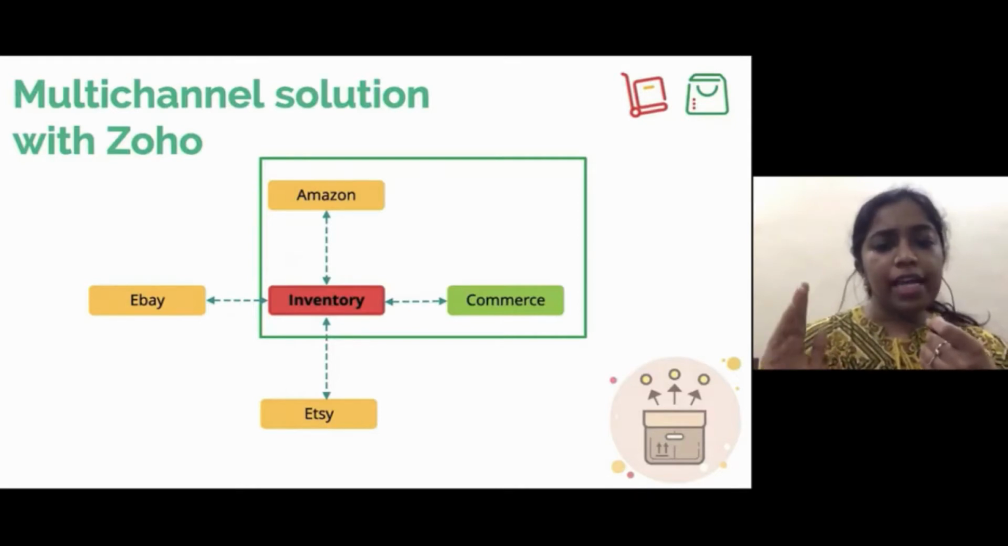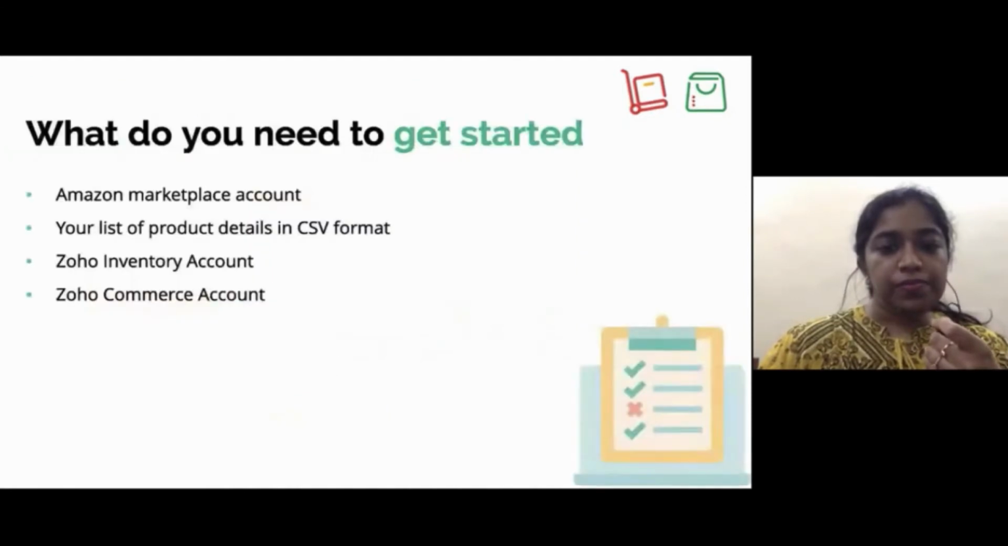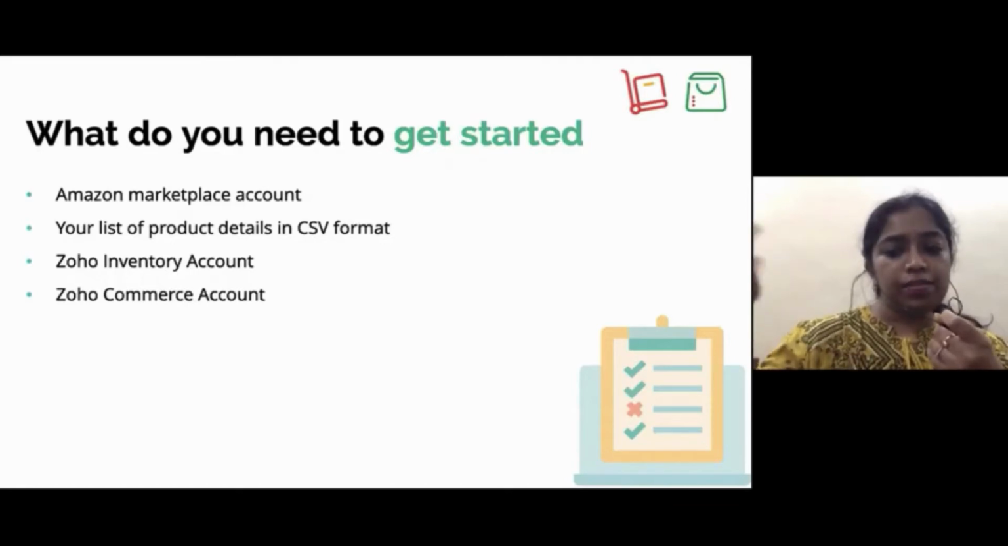You can replicate it and connect it with eBay or Etsy as well. So before you get started, you should ideally have an Amazon Marketplace account, and right now with inventory, you should set up your store in Amazon, and from Amazon connect it to inventory. Once your Amazon is set up, everything is then automated from that point on.